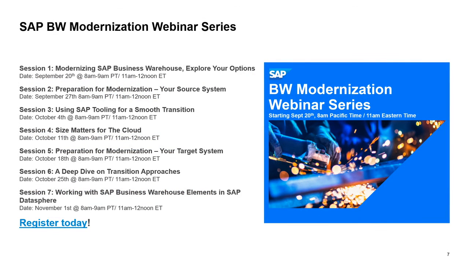So this brings us to the end of session 3, using SAP tooling for a smooth transition and covering SAP partner tooling as well. Our next session will be session 4, where we talk about the sizing and give you insight into the how-to, for example, look at the sizing and what to consider.